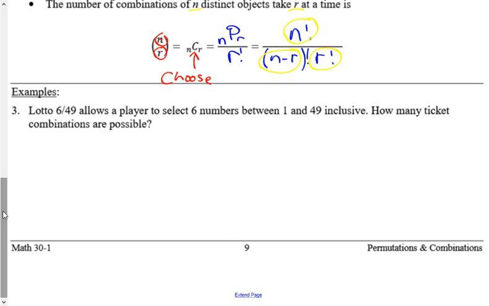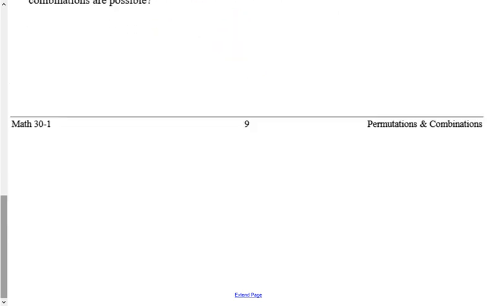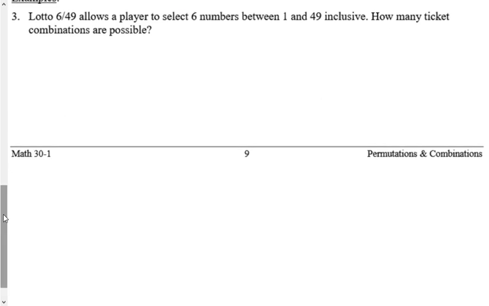Lotto 6/49 allows a player to choose 6 numbers between 1 and 49 inclusive. What does inclusive mean? Armand? Yeah, so we're including the 1 and everything else up to 49. So inclusive is a term that has shown up on diploma exams, so we should be familiar with it. That means we include the 1, we include the 49, so we have 49 options. How many ticket combinations are possible?